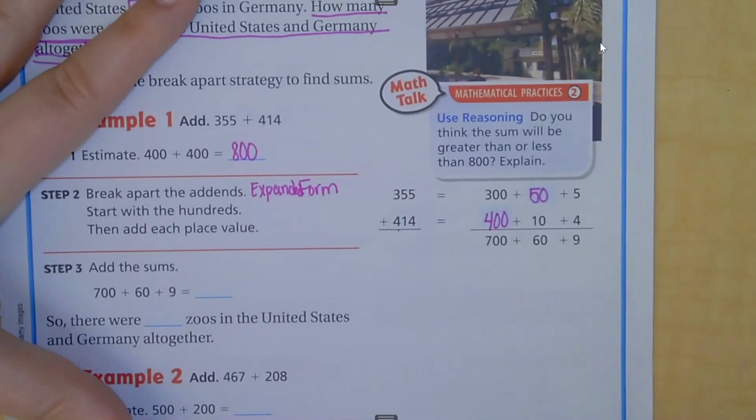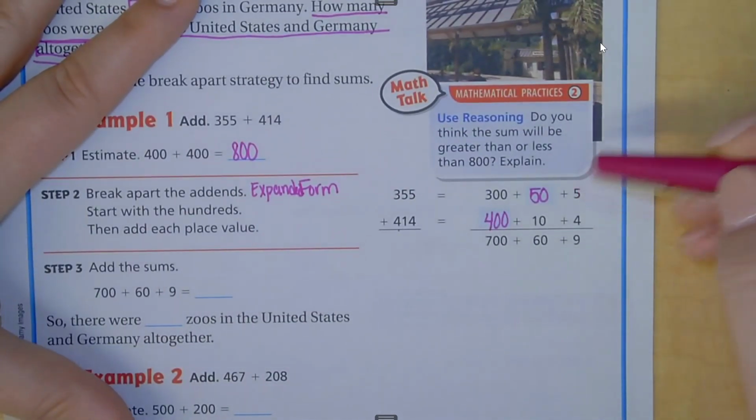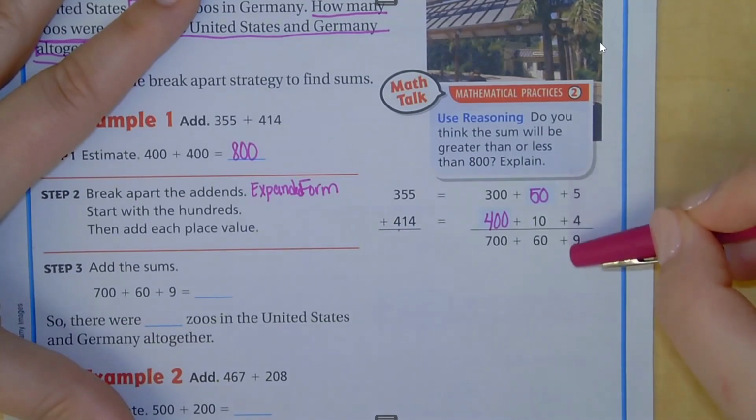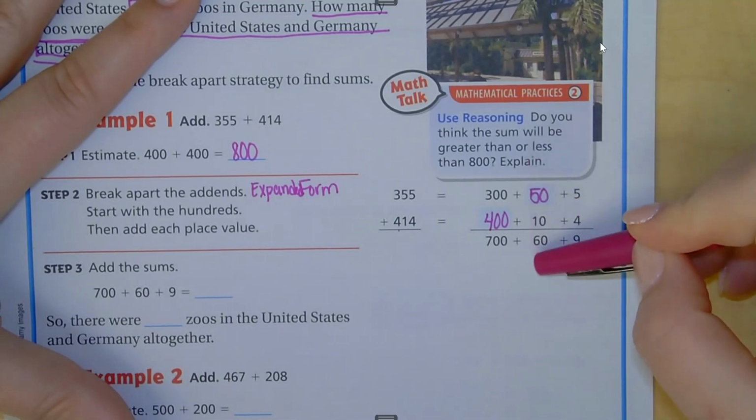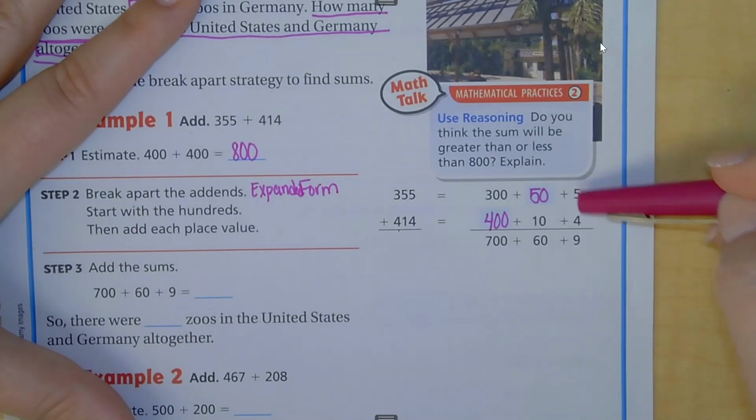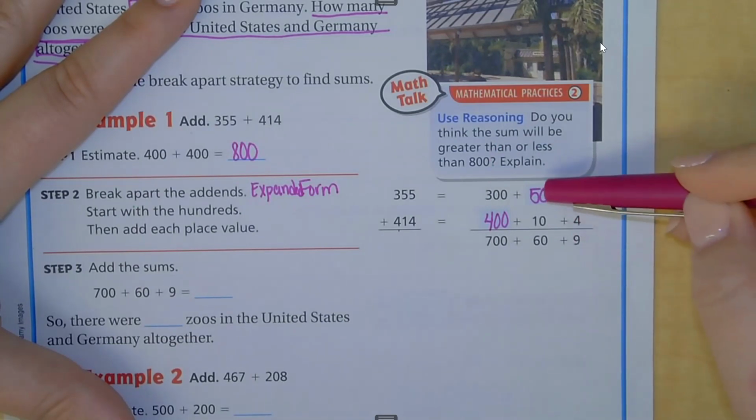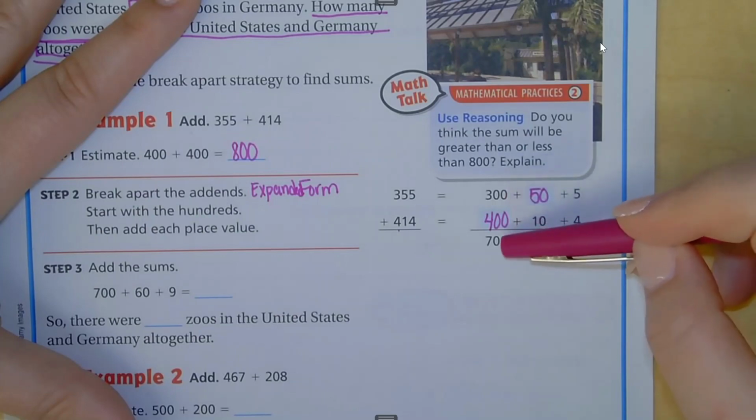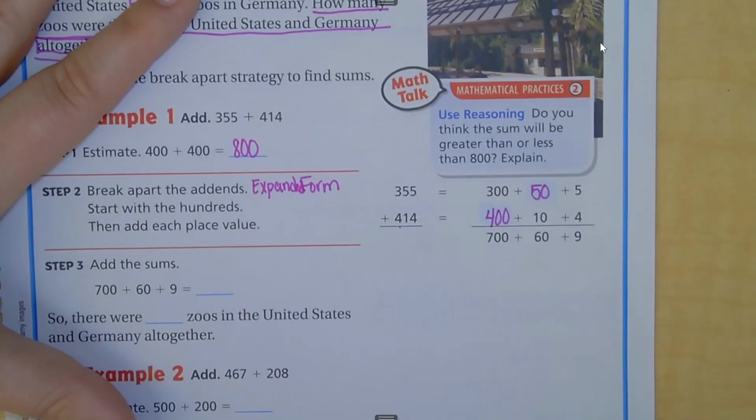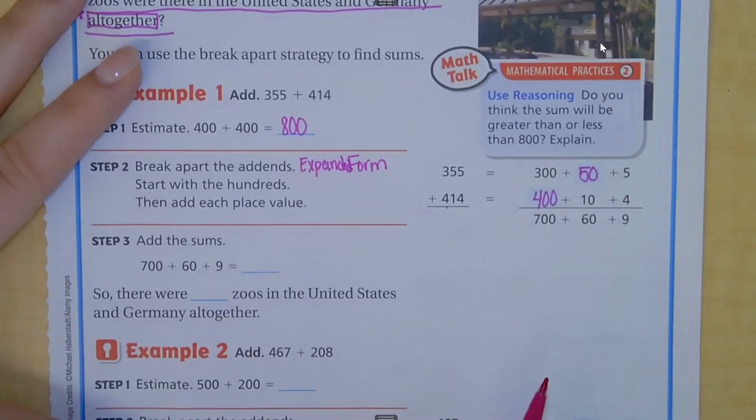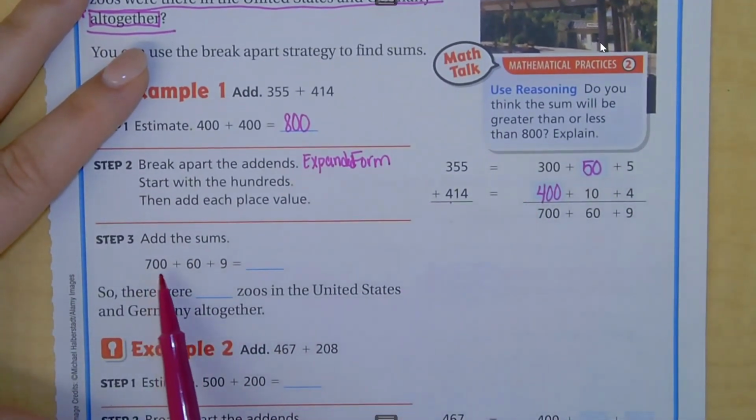Now, they've already done the adding for you, but I want to show you what they did. What they did is they started over here in the ones, just like you would in any addition problem. They added up all the ones, they added up all the tens, they added up all the hundreds. So let's check their work. 5 plus 4 is 9. 50 plus 10 is 60. 300 plus 400 is 700. Okay, looks good. But we still don't know the answer to this problem. We're not done yet.